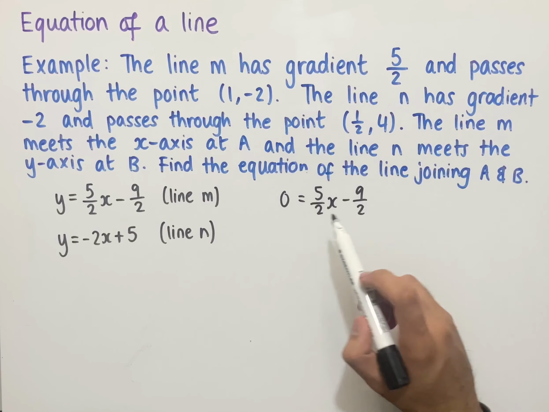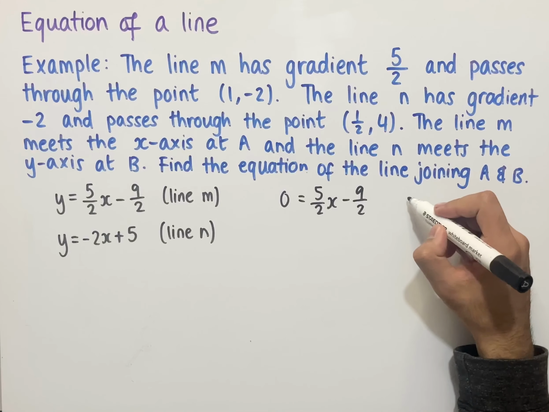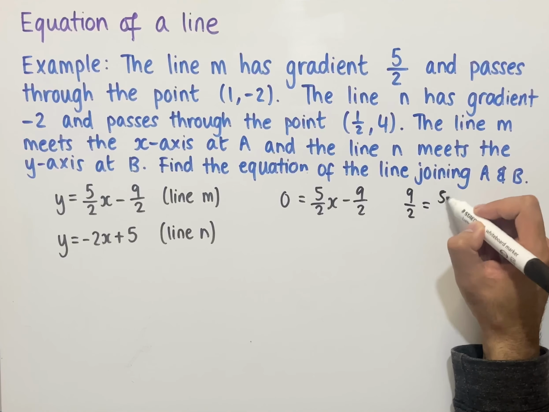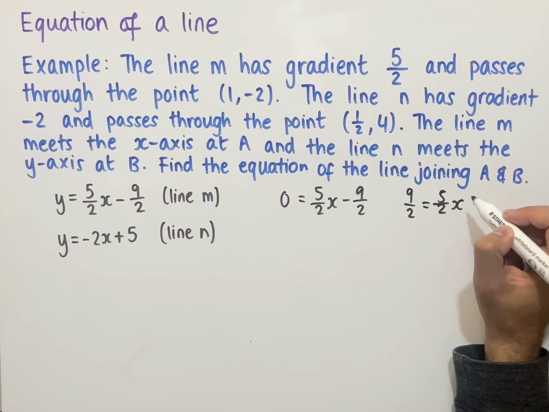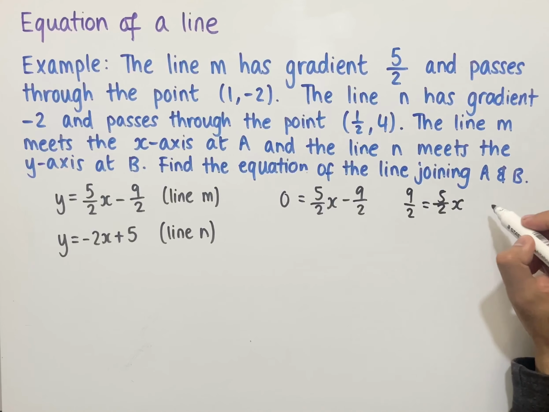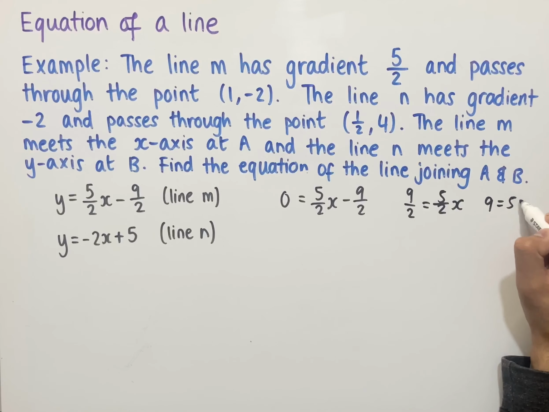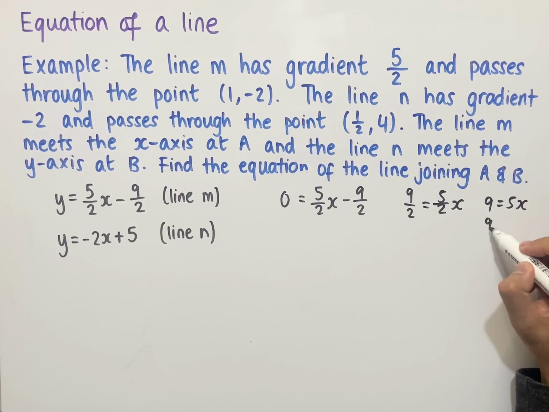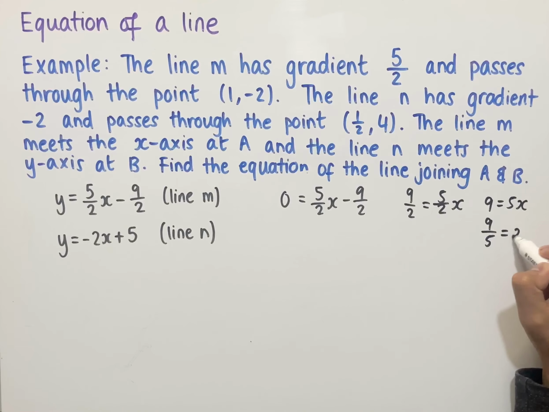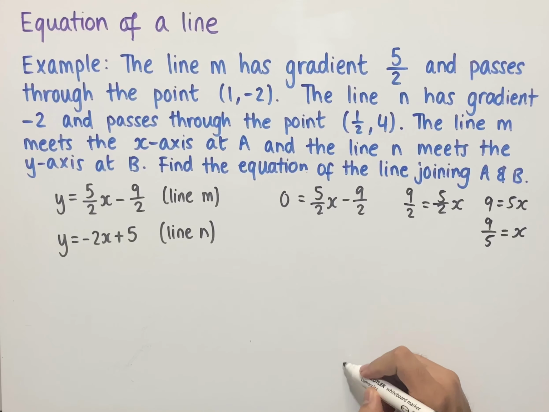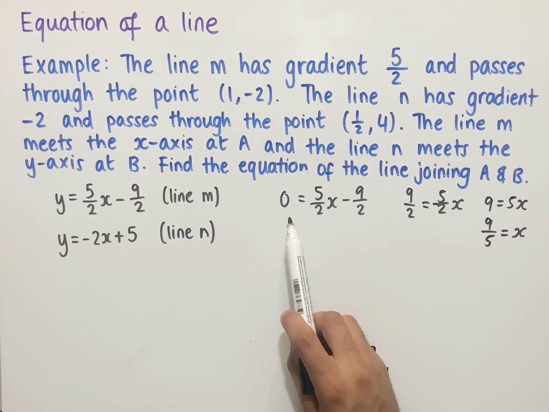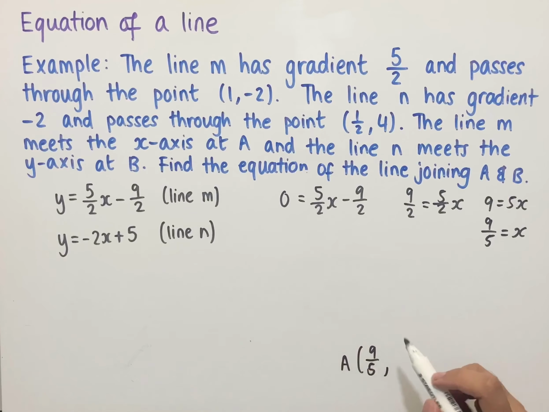Now if we solve this for x, we add 9 over 2 to both sides. And so we get 9 over 2 equals 5 over 2x. Then multiply both sides by 2. We get 9 equals 5x. And so finally divide both sides by 5, and we get 9 over 5 equals x. So the x coordinate of A is equal to 9 over 5. And the y coordinate of A is equal to 0, since the point A is on the x-axis.